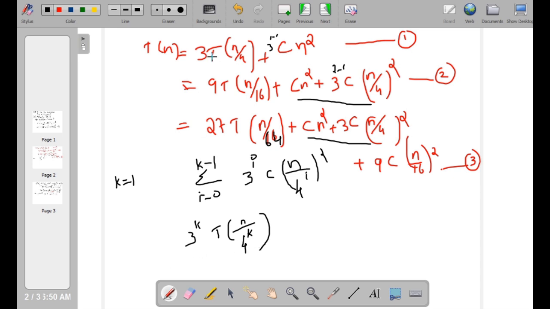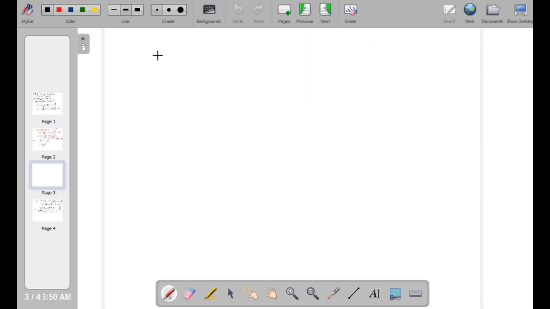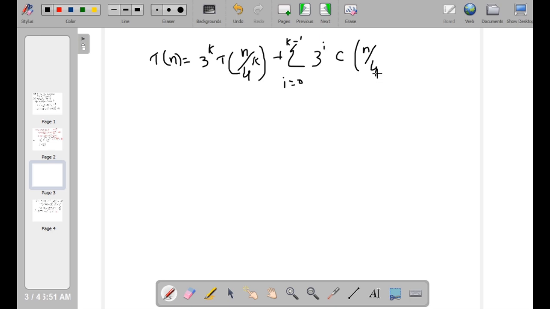So the general equation will be T of n equal to 3 raised to k T of n by 4 raised to k plus sigma i equal to 0 to k minus 1, 3 raised to i, c n by 4 raised to i the whole square. Okay, let us check the first equation.